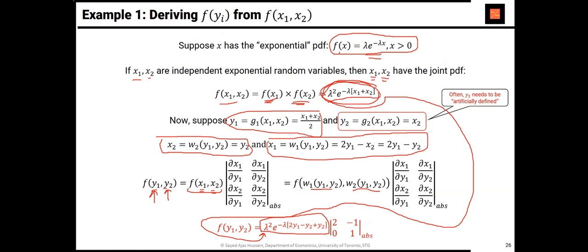Here's lambda squared, there's lambda squared. E to the power minus lambda, e to the power minus lambda. The first term is x1, but x1 of course is 2y1 minus y2. You can see that from right here, right? Plus x2, but x2 of course is defined as y2. And then of course you can verify for yourself that this is in fact exactly the term that you see over here. I'll now go over to the next slide.